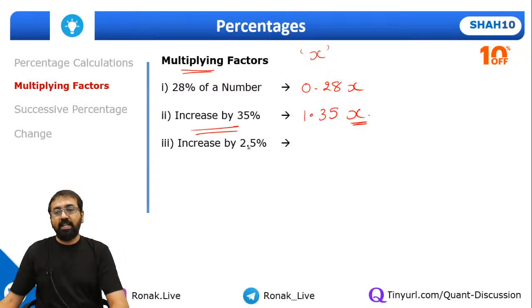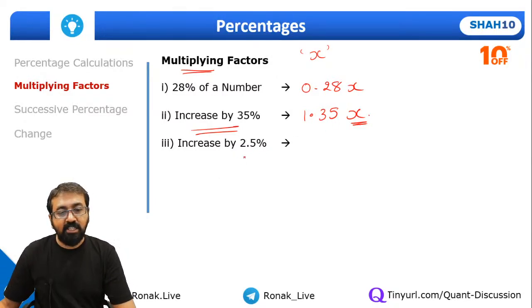Yeah. So can you quickly tell me what will be the multiplying factor when you want to increase a number by 2.5%? Type your answer in the comment section. Quickly do it. If I want to increase a number by 2.5%, what will be the multiplying factor?